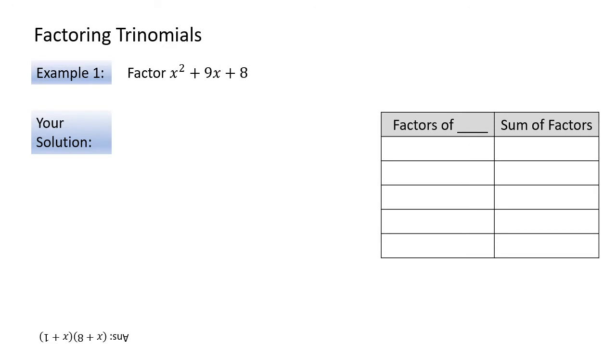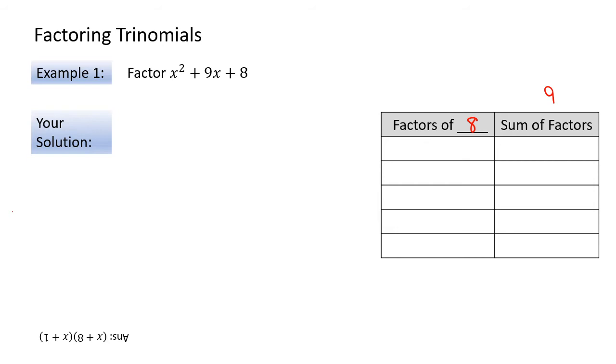So now I'm going to look at 3 examples before we talk about trinomials that do not have 1 behind the squared term. So the first question is to factor x squared plus 9x plus 8. So using what we learned in the last slide, the factors are the factors of the number 8, and they have to sum to 9.